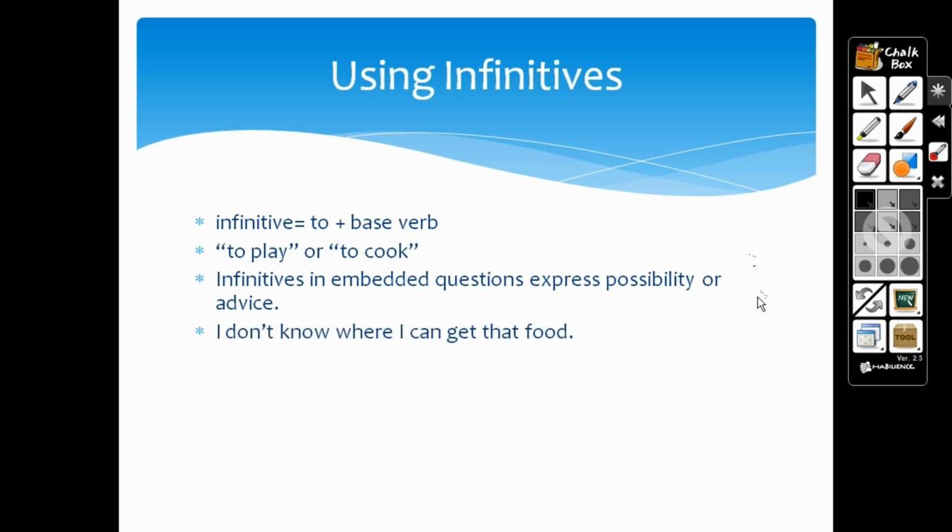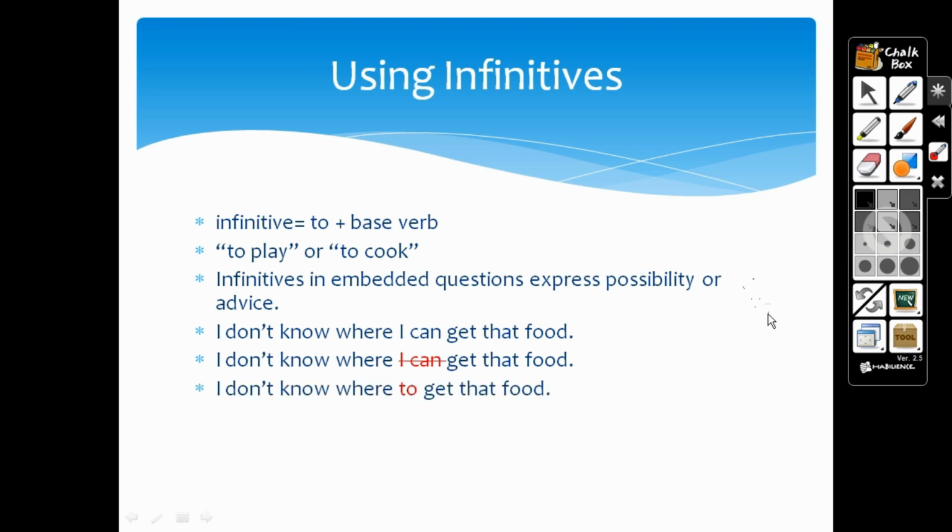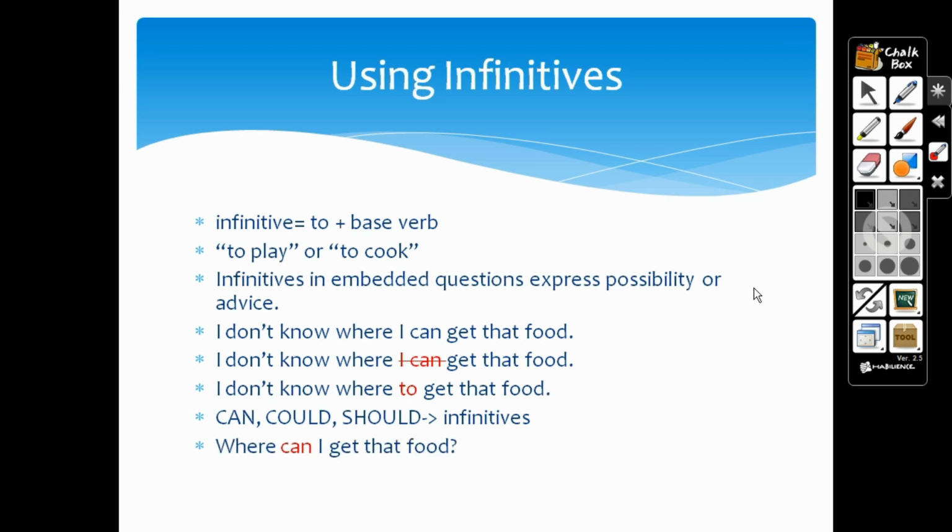So, we have a sentence like, I don't know where I can get that food. We can use an infinitive like this. I don't know where I get that food. Take out the I can and add a to. I don't know where to get that food. That means, where is it possible to get that food? Or where do you suggest I get that food? Can, could, and should can use infinitives instead and keep the same meaning. Another example.